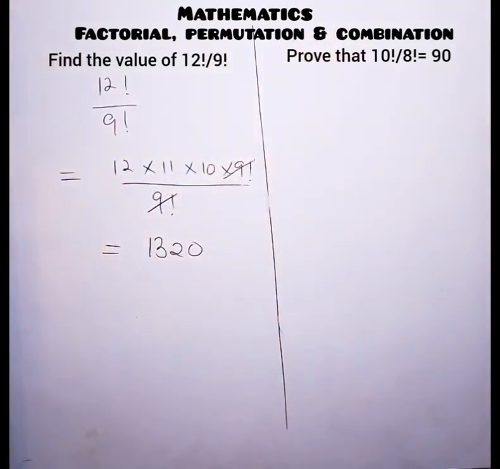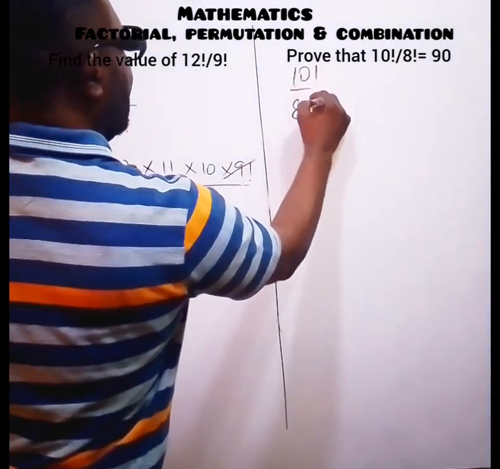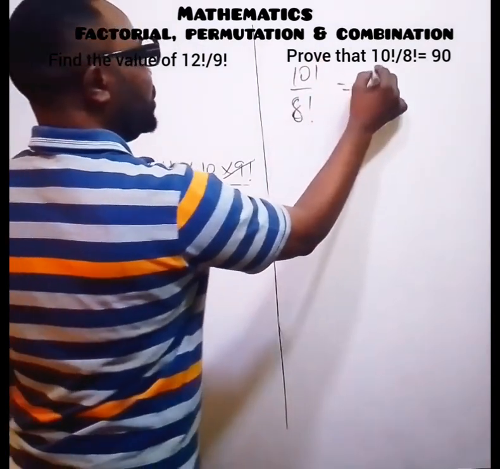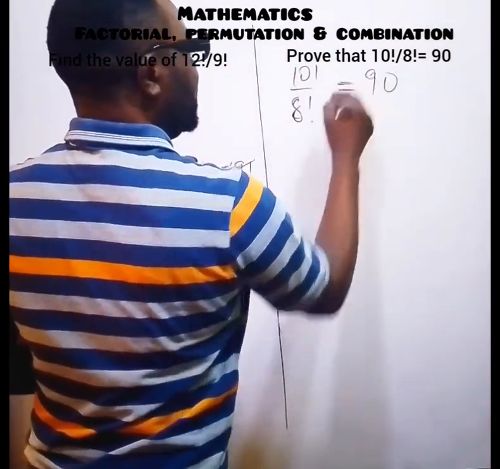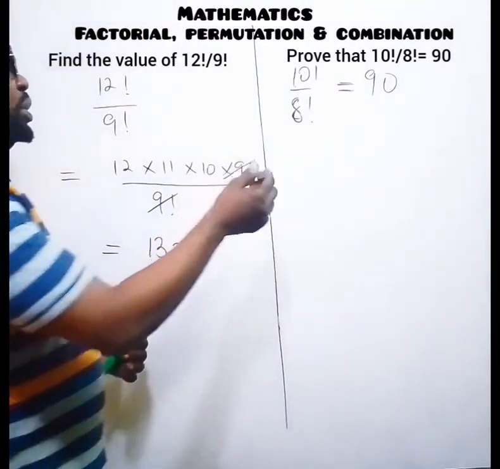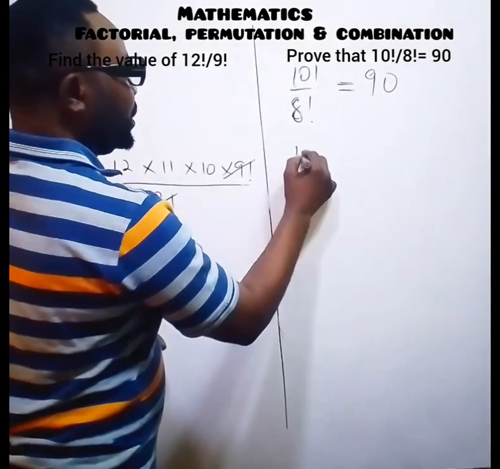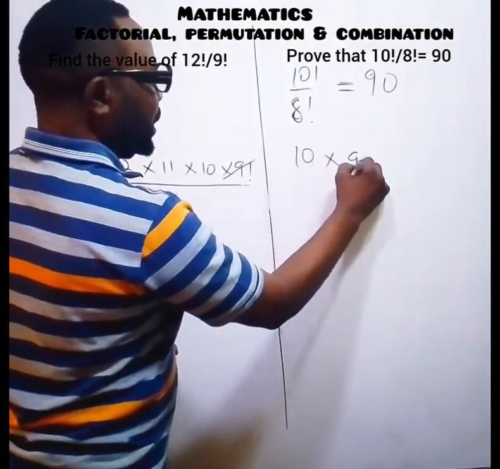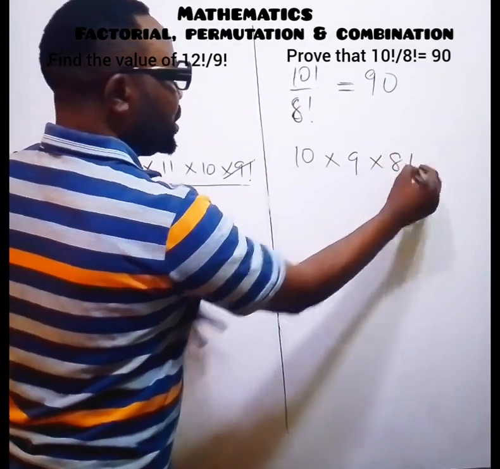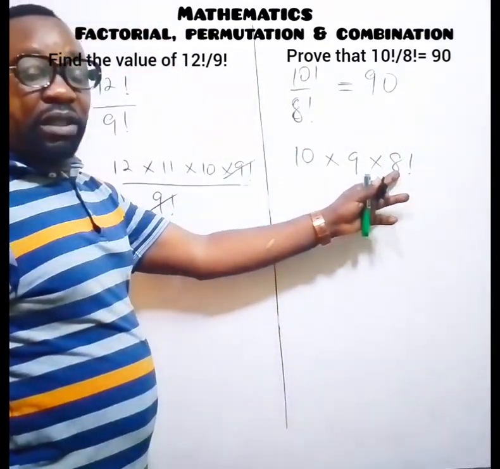The question we have here asks us to prove that 10 factorial over 8 factorial is equal to 90. This is a very simple question. What you need to do is just simplify this expression that you have here. That is 10 times 9 times 8. Since what I have at the denominator is 8 factorial, I can just leave it as 8 factorial here.